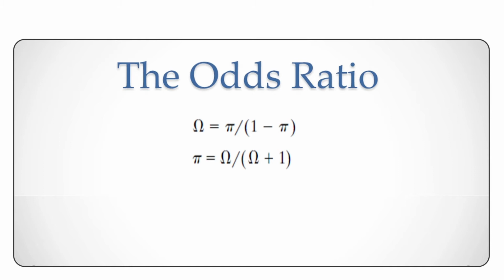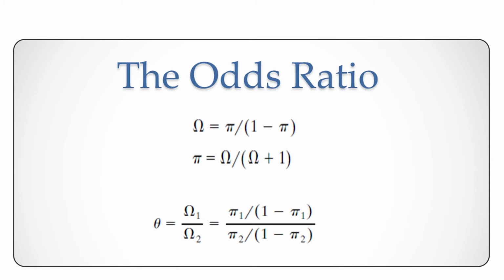The odds ratio is then defined as the ratio of the odds in the two categories. So omega 1, for example, would be pi 1 over 1 minus pi 1, that is the odds of a fatal attack in the aspirin group, and omega 2 would be pi 2 over 1 minus pi 2, which is the odds of a fatal attack in the placebo group. If we divide these two, then we get the odds ratio of a fatal attack comparing those on aspirin to those on placebo.